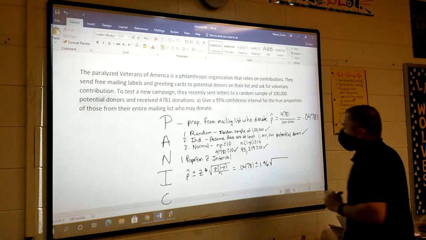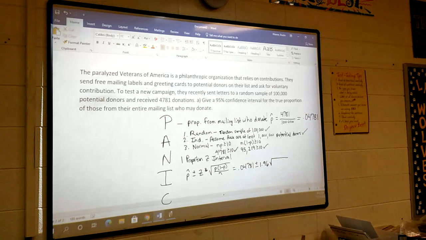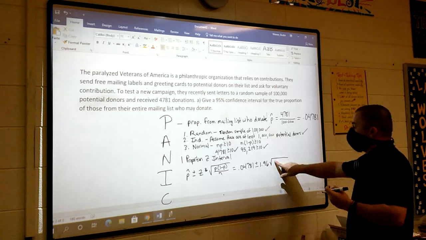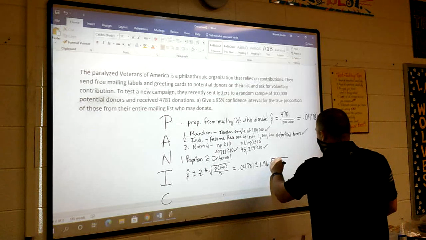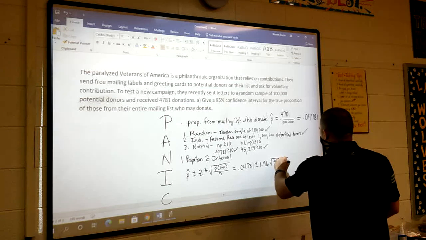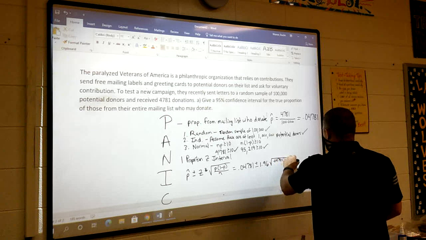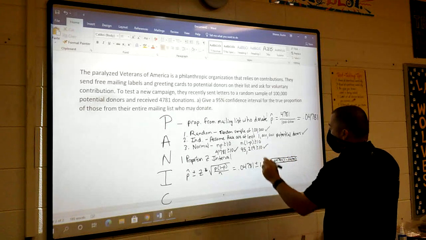How do you decide if it's plus or minus? It's always, you're going to do both. When you do a confidence interval, you add and subtract. That's how you get the lower and the upper. 1.96 times the square root of, and then we just put these in. P is 0.04781. 1 minus P, you can just put 1 minus 0.04781 over N is 100,000.